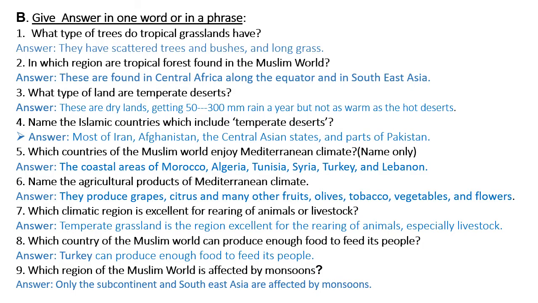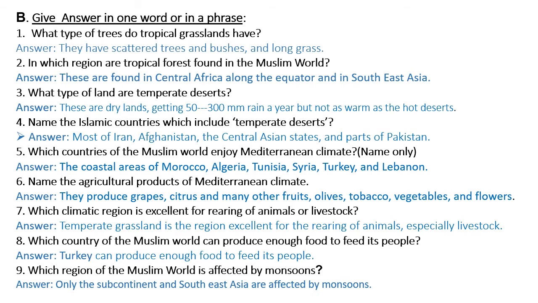Exercise B. Give answers in one word or a phrase. Question number 1. What type of trees do tropical grasslands have? Answer. They have scattered trees and bushes and long grass. Means the trees are scattered, they are spread far from each other.